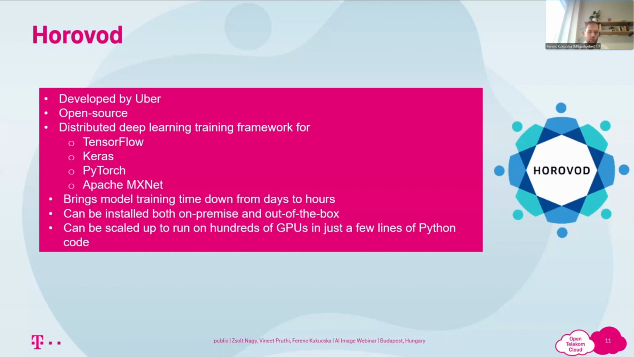The best features of Horovod are that it's fast, so it scales up to hundreds of GPUs with upwards of 90% scaling efficiency. It's easy to use, so it scales your model training with just a few lines of Python code. It's portable, so it runs the same for TensorFlow, PyTorch, Keras, and MXNet on-premise, in the cloud, and on Apache Spark as well, and it's open source, of course.